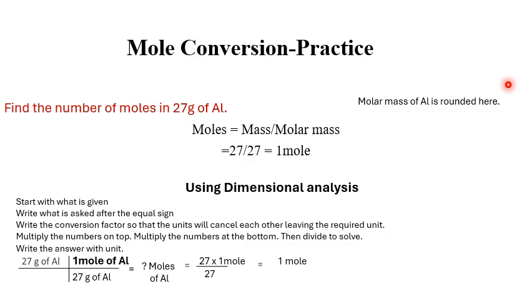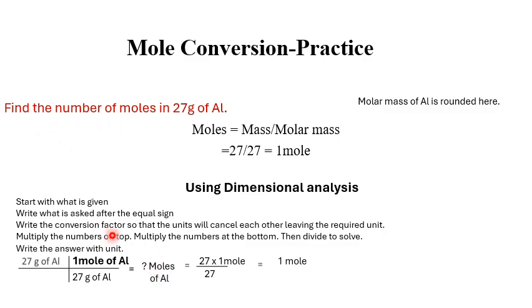And there is another method called dimensional analysis that you can see in most of the college textbooks. And also in college, most of the professors use dimensional analysis. So in dimensional analysis, start with what is given. So we have 27 grams of aluminum given, so we write 27 grams of aluminum. And write what is asked after the equal sign. So equal to, they're asking to find the number of moles, so we can write moles here.